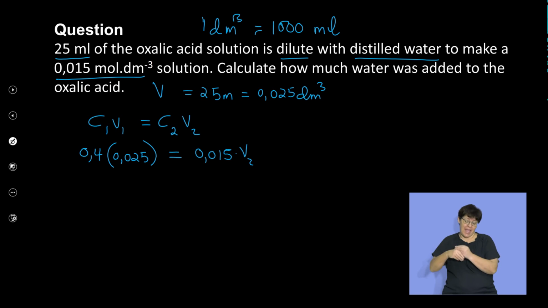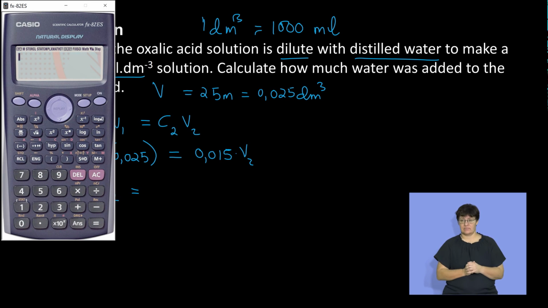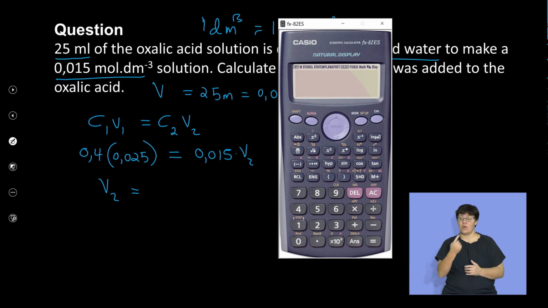So we can determine the new volume after adding water. We can go to our calculator and say, what do we have here? We have 0,4 multiplied by 0,025. We divide this by 0,015, which is the new concentration. We're just making V2 the subject. So we'll divide by 0,015. What do we get? We get, okay.